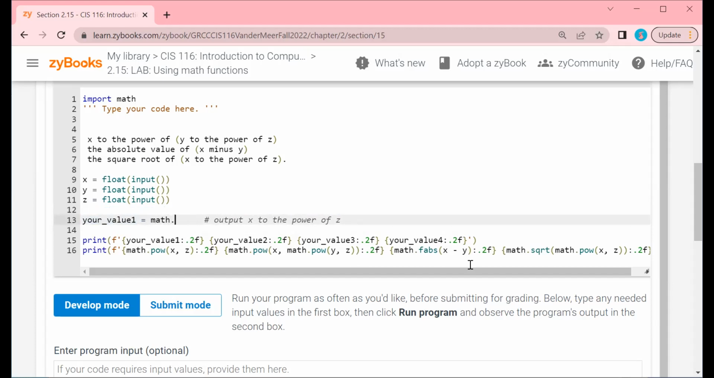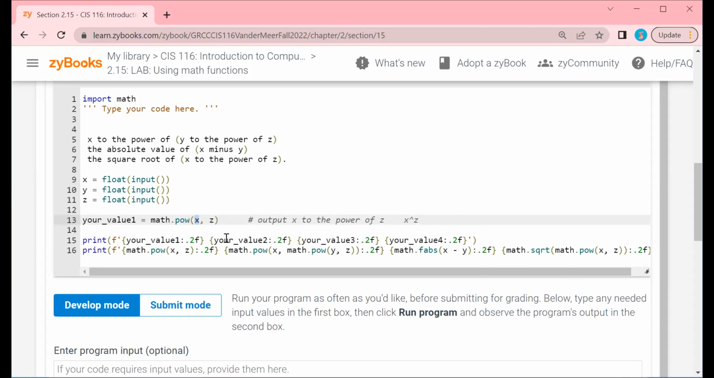So we say math.pow, and then x raised to the power of z. That's how we do it. And that's the same as if you were in math writing x raised to the power of z. But we use the POW function. The first number is the base number, comma. The second number is what you're raising it to.